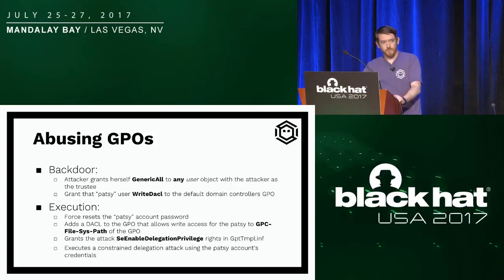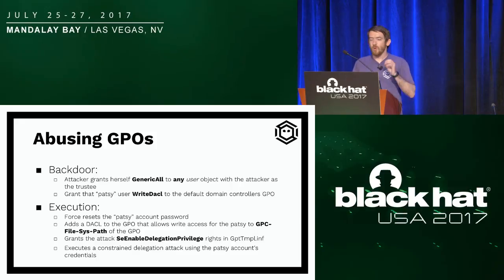So for execution, the attacker grants this proxy user, or they force reset their password. Then they use that access to add a new DACL to the GPO because they had that WriteDACL permission. So they add a new DACL that grants the patsy user modification of the GPC file sys path. So we have the ability to modify the access control information, and we're using that to grant ourselves the right to actually modify the GPO itself. Then the attacker uses that account to grant SeEnableDelegationPrivilege to the attacker. And I wrote some stuff about this, and there's some other information about constrained delegation type attacks. Don't have time to go into it, but it's super, super cool.